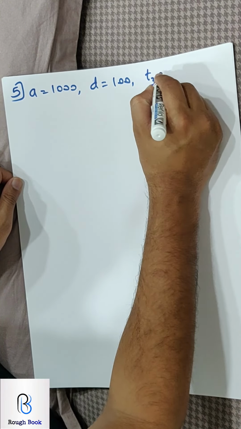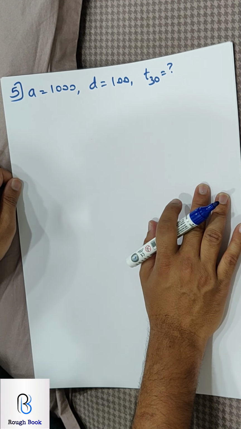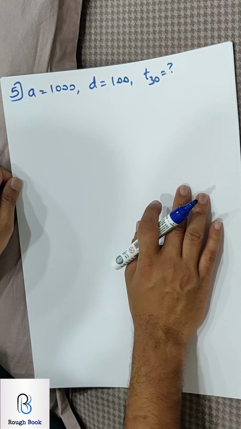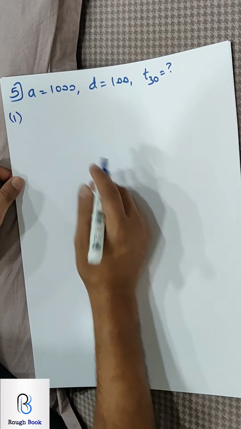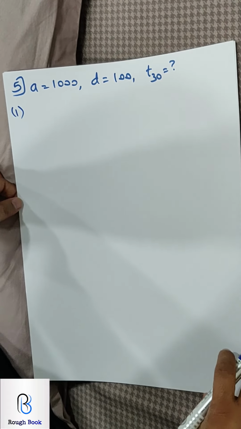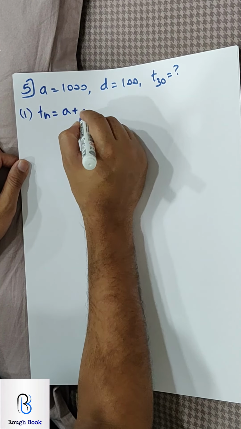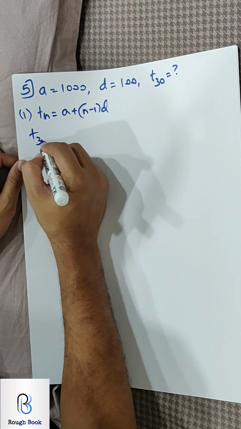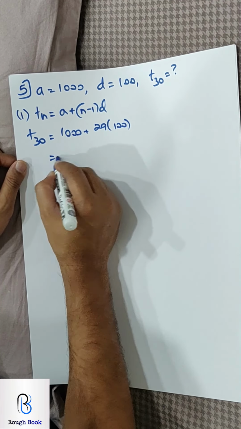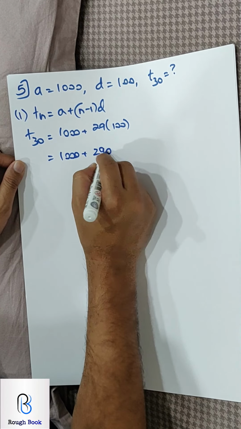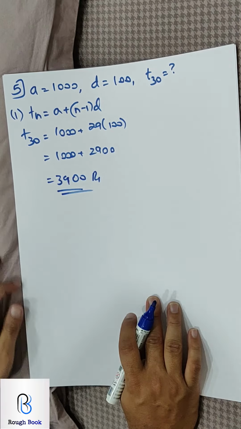So T30. Since you have A and D, T30 is very simple. And what amount of loan she still has to pay after the 30th installment? The second part is tricky, that we will talk about later. First, let's find the first part. Once you get the first one, then we will talk about the second part. So Tn is A plus n minus 1 into D. So T30, 1000 plus 29 into 100. So 1000 plus 2900, 3900 rupees. That's the 30th installment.